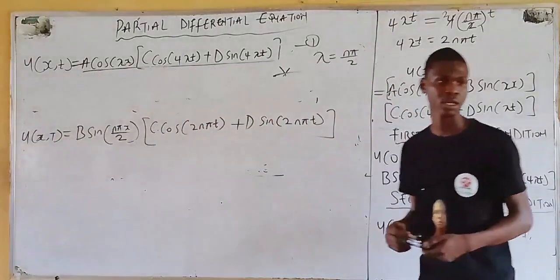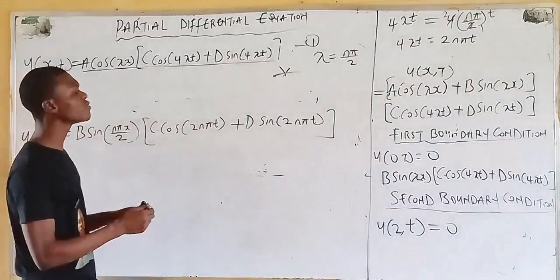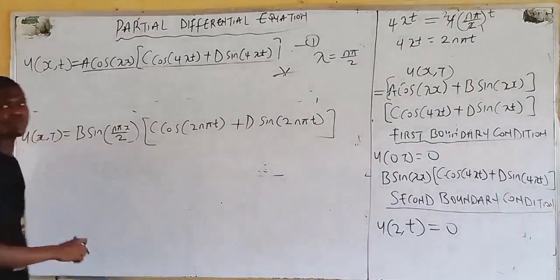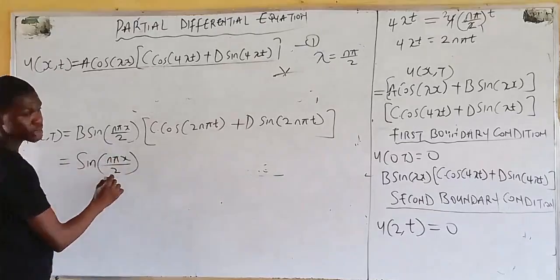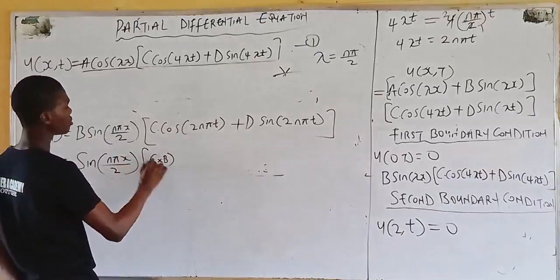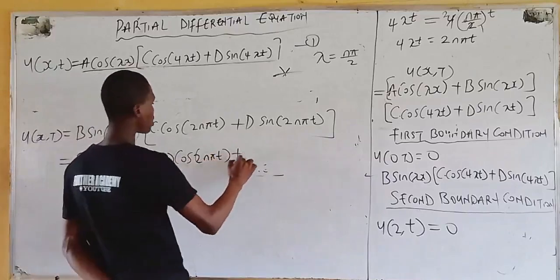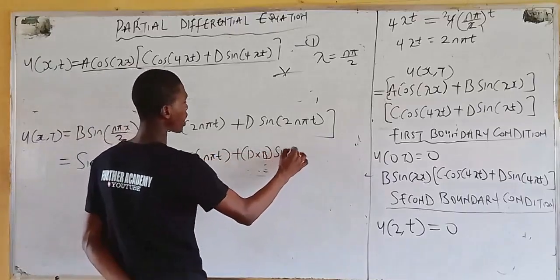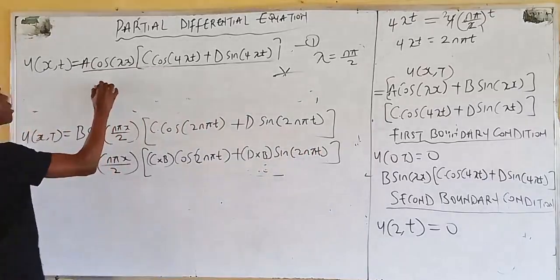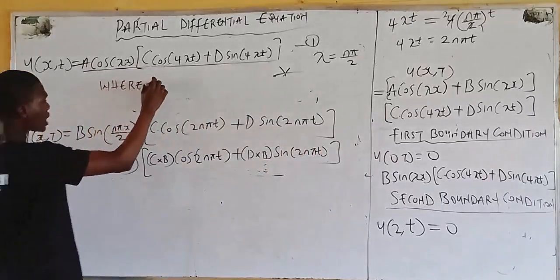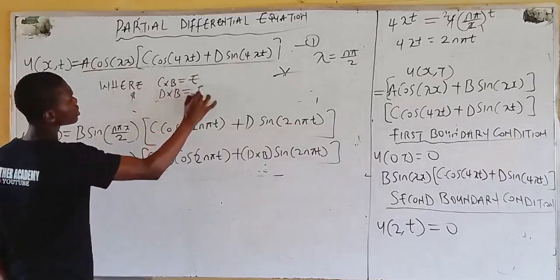Then what about those E and F? We get here. Now from this general wave equation, let's multiply all through. What do you have? Sine all into brackets n pi x over 2, right? All into brackets c multiplying b, right? Cos 2n pi t plus d times b sine all into brackets 2n pi t. Any question on this? Where c multiplying b is equal to e and d multiplying b is equal to f.